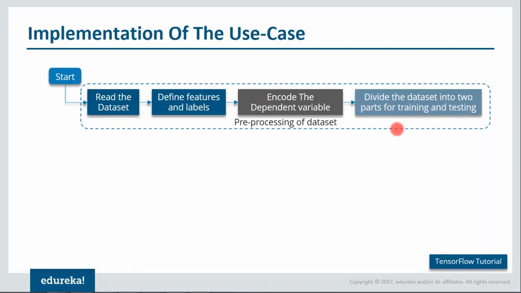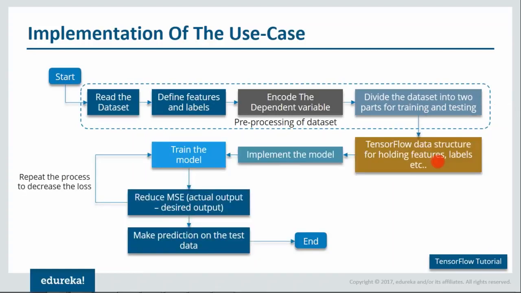And by the end of this step, our data set is now ready. Next, we are going to use TensorFlow data structures for holding features, labels, etc. So here we'll be defining weights, biases, we'll have a couple of placeholders for inputs as well as for the desired output that we already know, and we'll also define one tensor that will be our model output. Then we are going to implement the model. We are going to write the logic in order to implement the model.